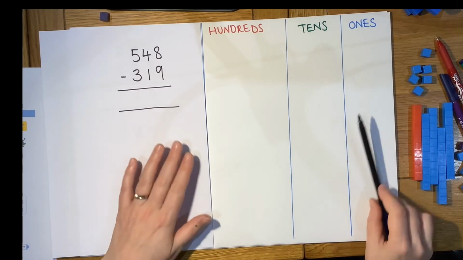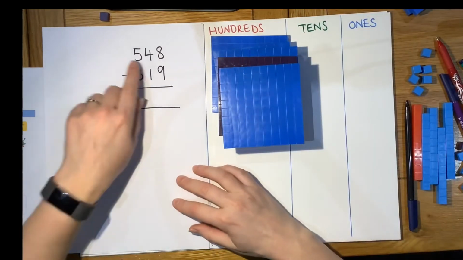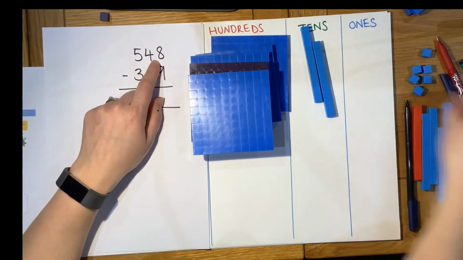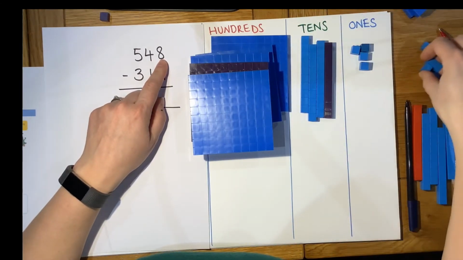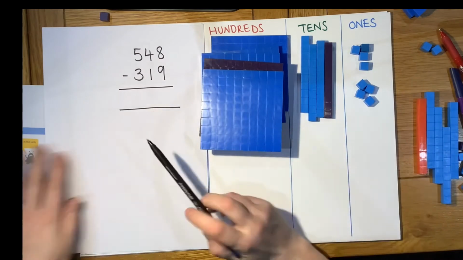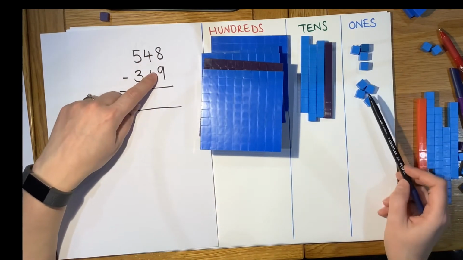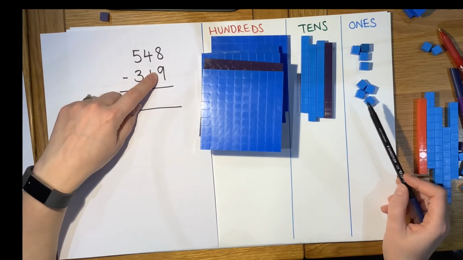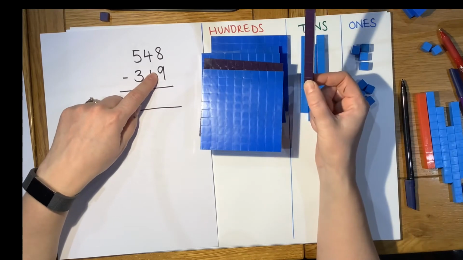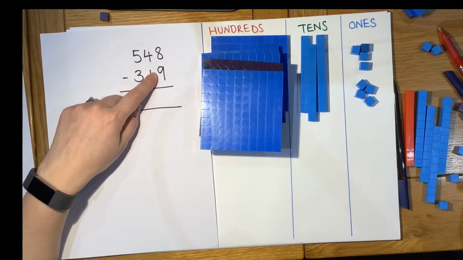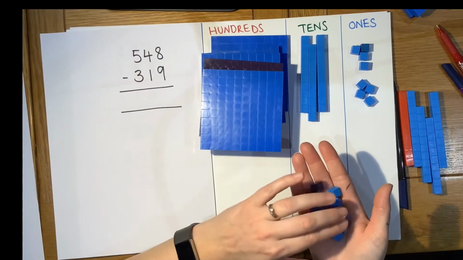Okay, let's have a look then. 548, so I've got 5 hundreds, 4 10s, and 8 ones. There we go. Okay, let's get started then. First we subtract the ones. 8 ones take away 9 ones. I don't have enough, so I'm going to exchange one of these 10s for 10 ones. 2, 4, 6, 8, 10.